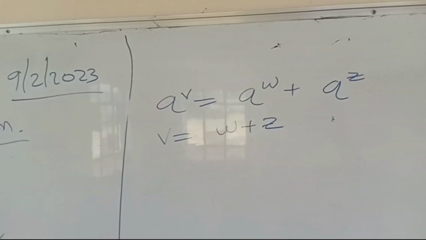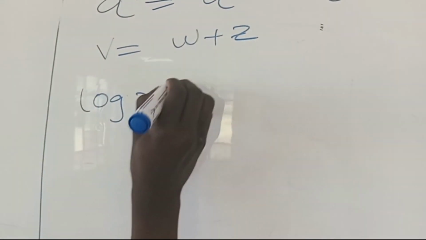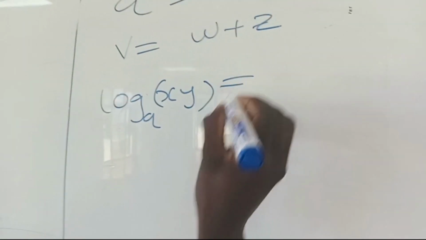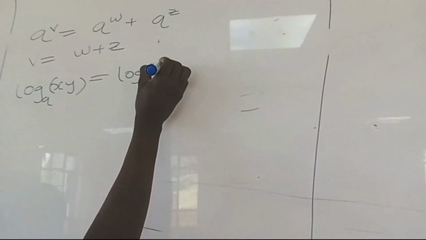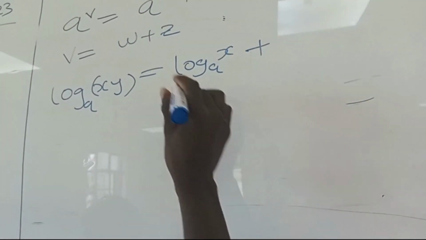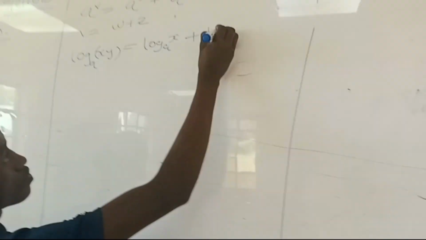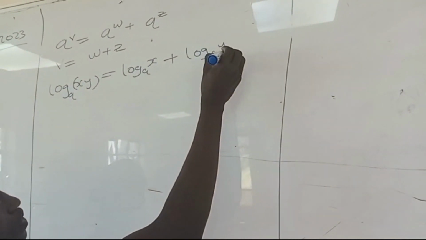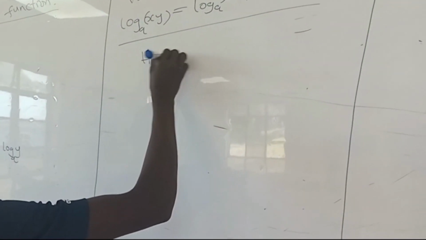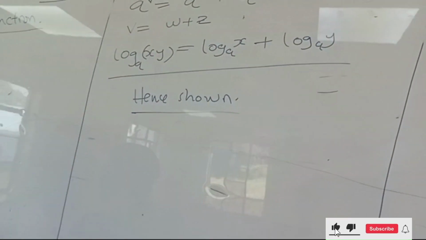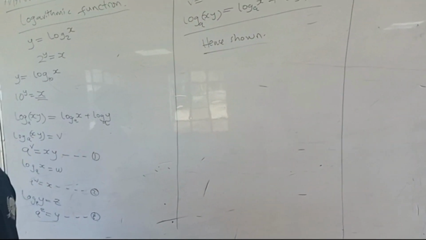But what is our v in our question here? Our v was log xy base a, which is equal to our w, which was log x base a, plus z. And what was our z in our function? It was log y base a. So this is basically what is shown. You can say as shown. You have shown that this one is equivalent to this, and then you have shown how it has been equal.